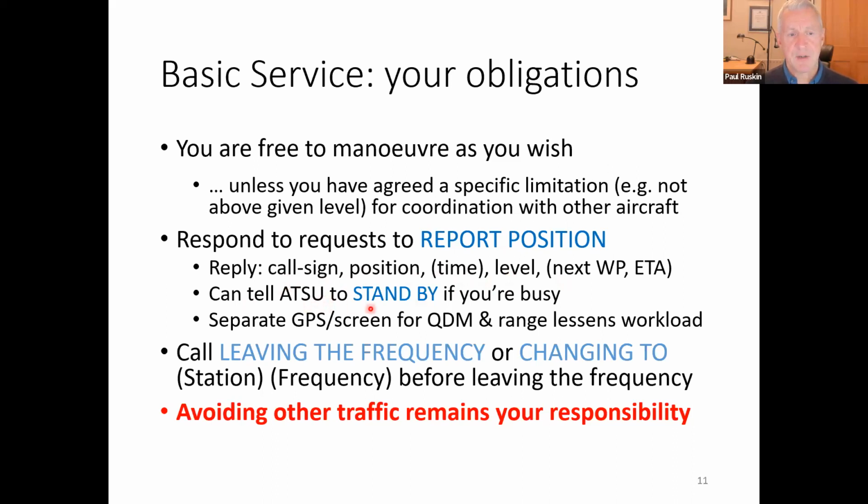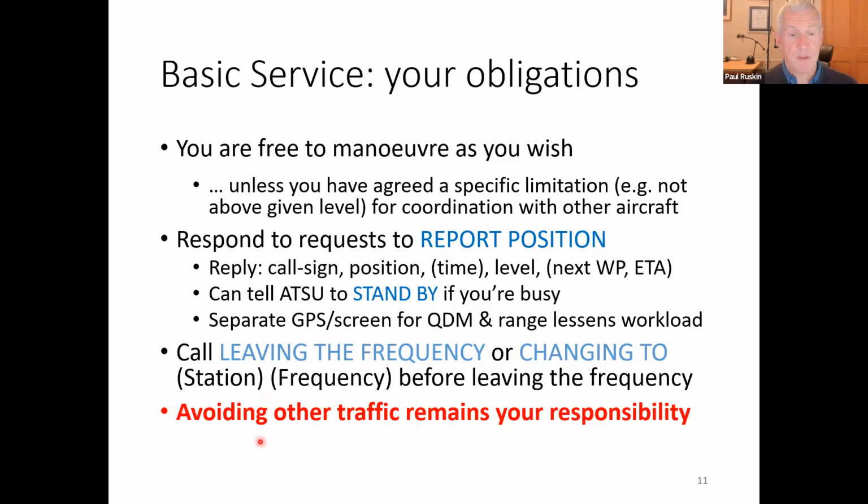You can tell an ATSU to stand by if you're busy. That's useful. And if you have a separate GPS screen for your QDM, your bearing from the airfield you're talking to, and range, that can lessen your workload as well. So if I dial up an airfield on my LX, it will tell me what range and distance I am from that airfield. So that makes it very easy for me to tell them where I am in relation to them. We need to call if we're leaving the frequency or changing to somewhere else before we leave the frequency.